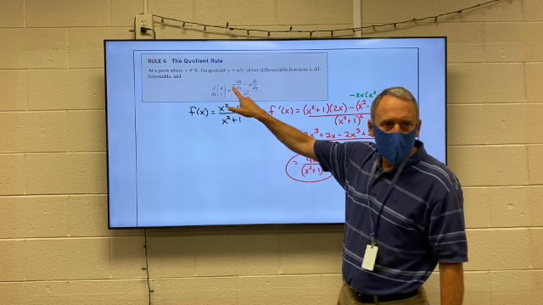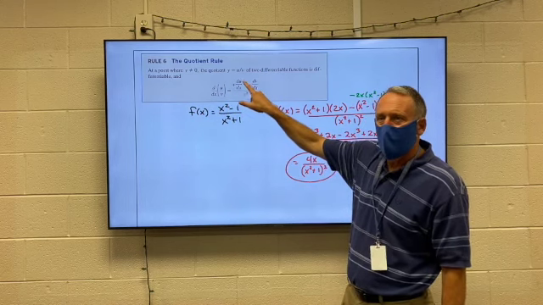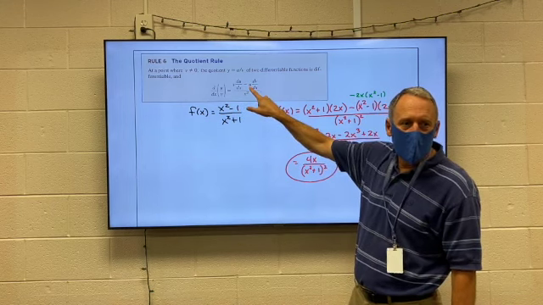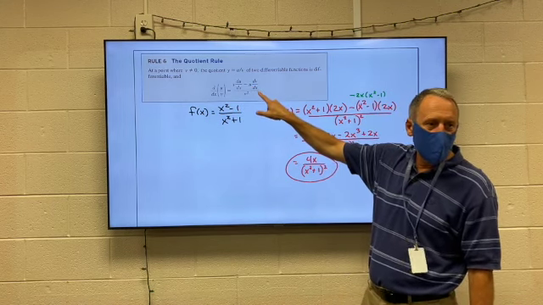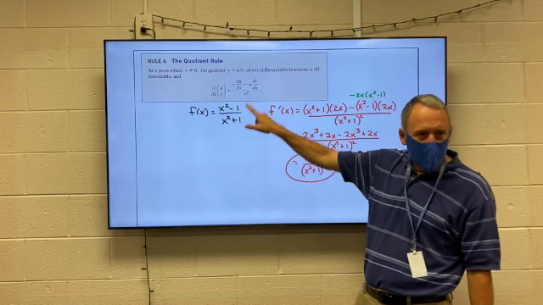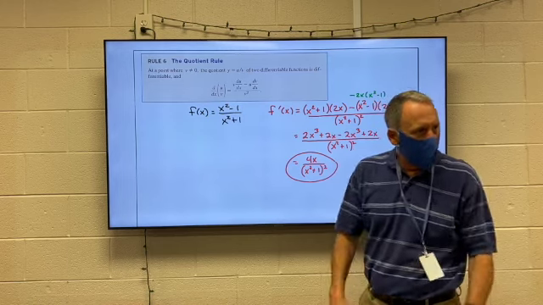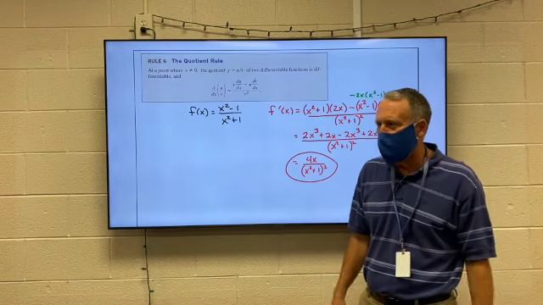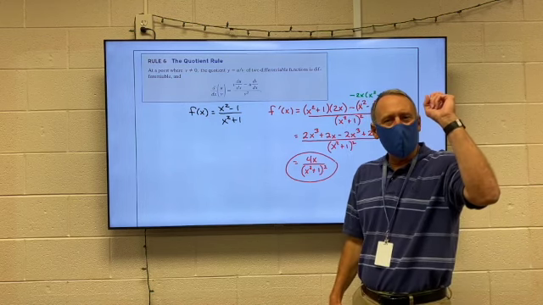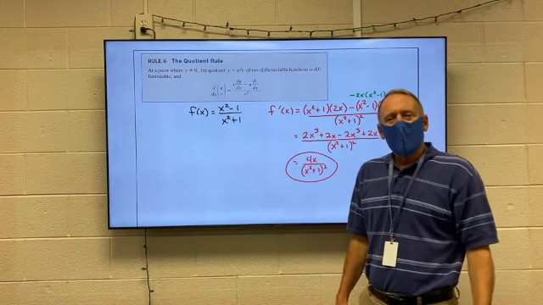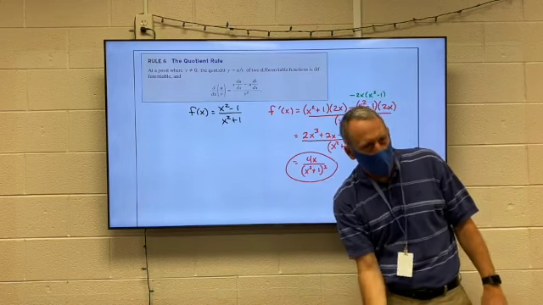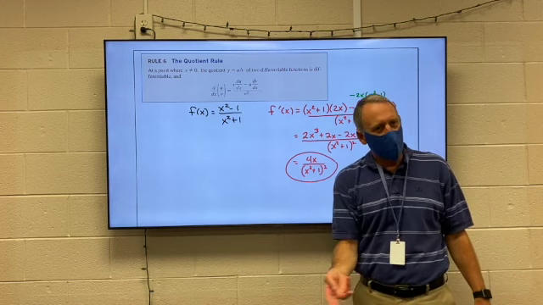Denominator times derivative of what? The numerator minus the what? Numerator times the derivative of the denominator, all divided by the denominator squared. So let's have a little bit of fun here. Let's say that out loud. Ready? Denominator times derivative of the numerator minus the numerator times derivative of the denominator, all over denominator squared.